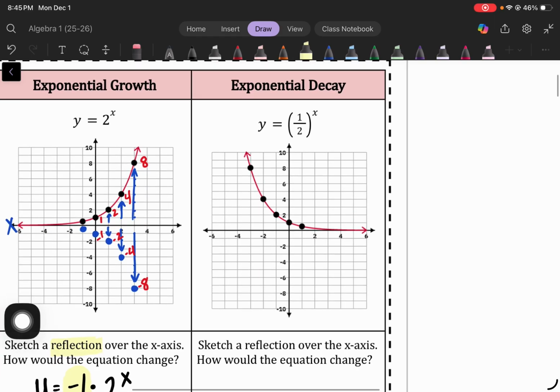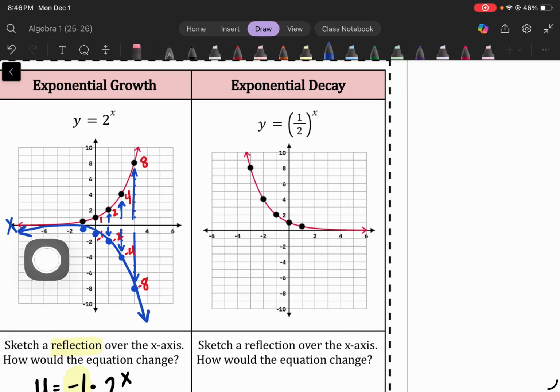If we wanted to look at a decay, what would a reflection look like if we had a decay? Oh, and I'm sorry, I forgot to finish our graph on the growth. So knowing that it is a reflection, it's still a growth, it just got flipped to the other side. Okay, so now we have an exponential decay.